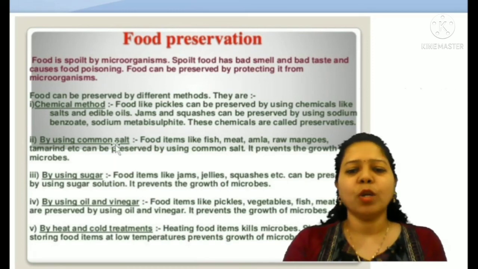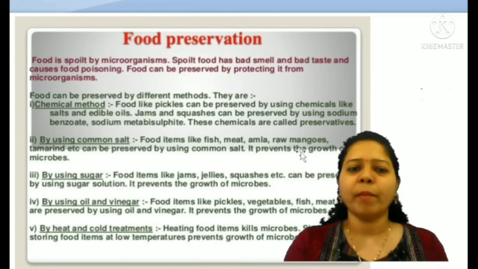Second method, by using common salt. Food items like fish, meat, amla, raw mangoes, tamarind, etc. can be preserved by using common salt. It prevents the growth of microbes.